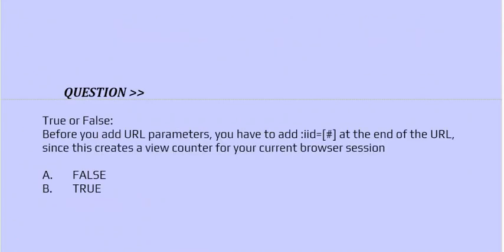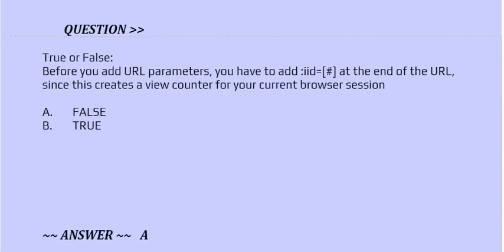Next question is true or false. Before you add URL parameters, you have to add this at the end of the URL, since this creates a view counter for your current browser session. Option A, false. Option B, true. Correct answer is option A, false.